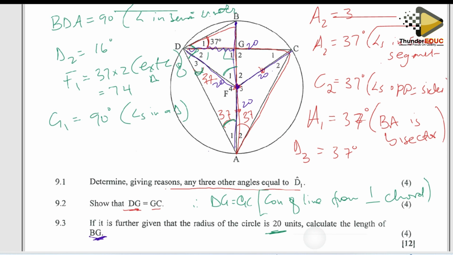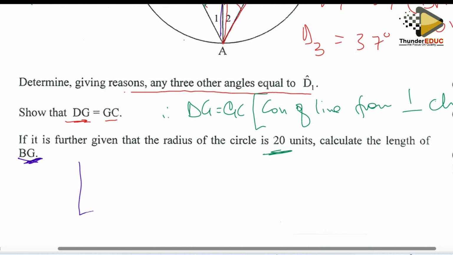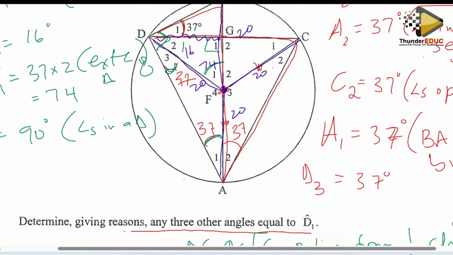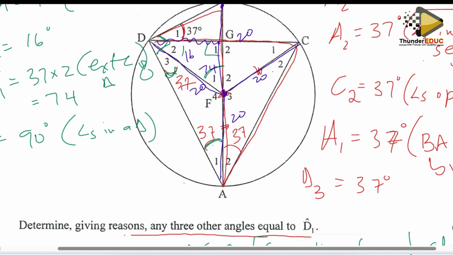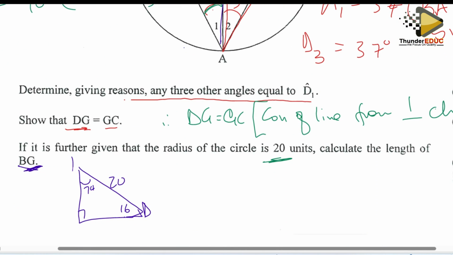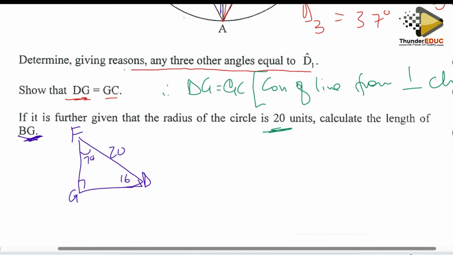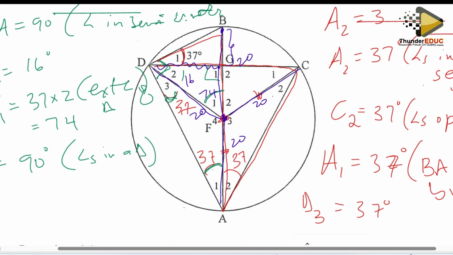So since we have our D2 as a 16, this as a 74, I'll prefer to use the trig ratios. This is 74, that's a 16. Then we have this as a 20. D is by 16, and then F is by the 74, and then G is by the 90. You want us to get BG, this distance.